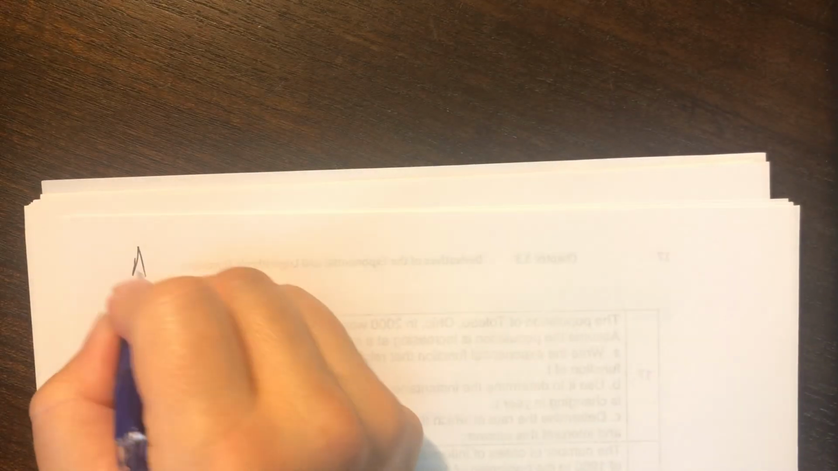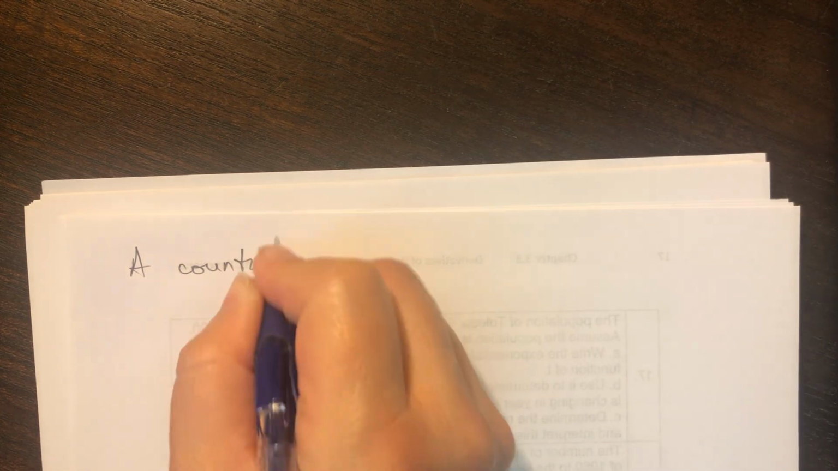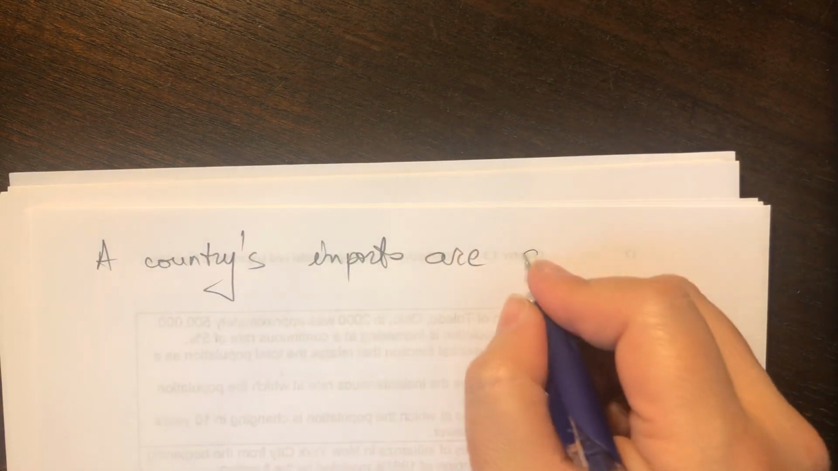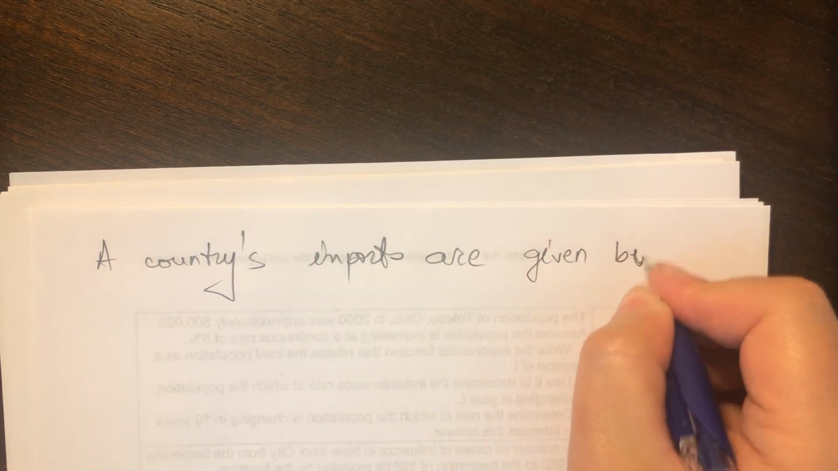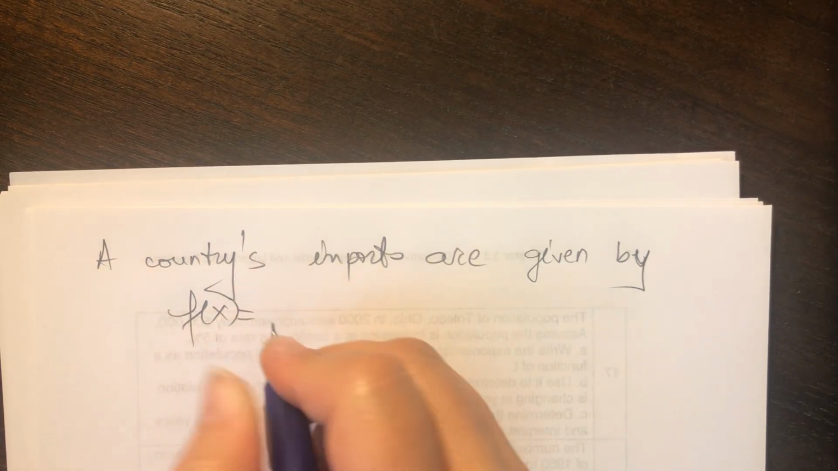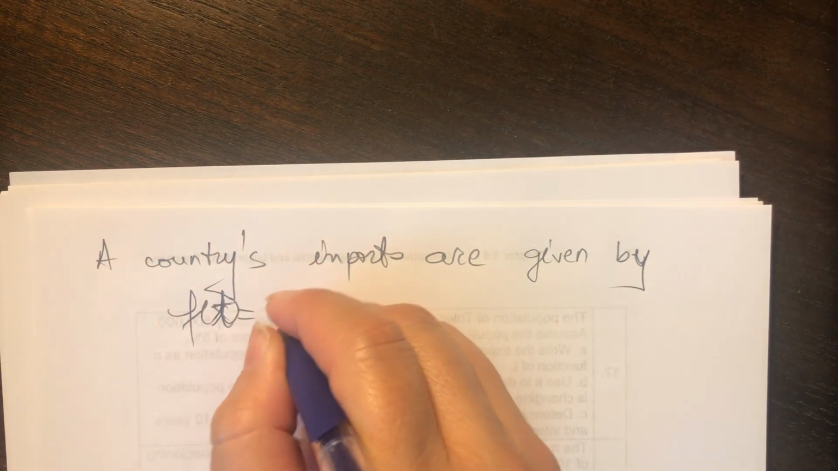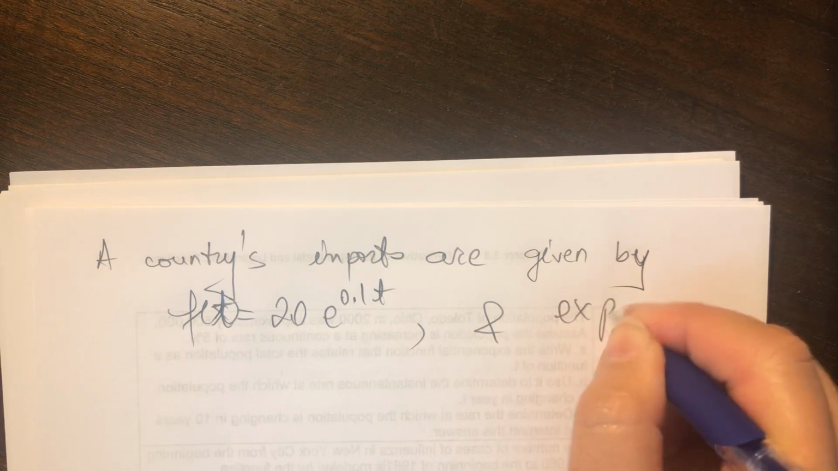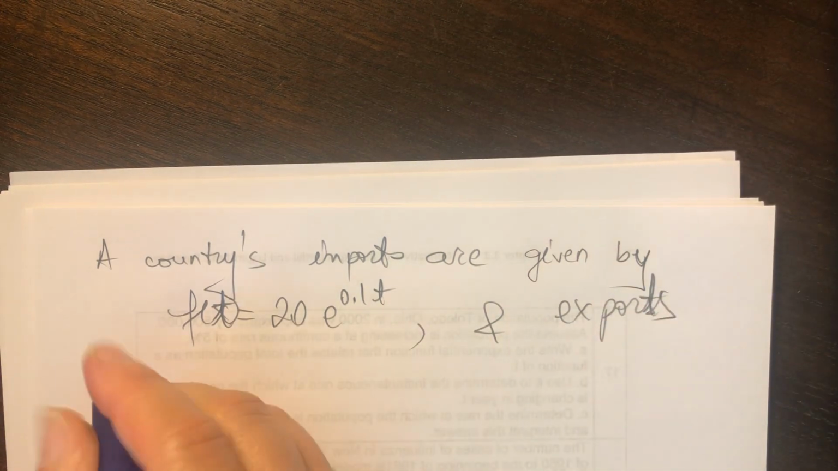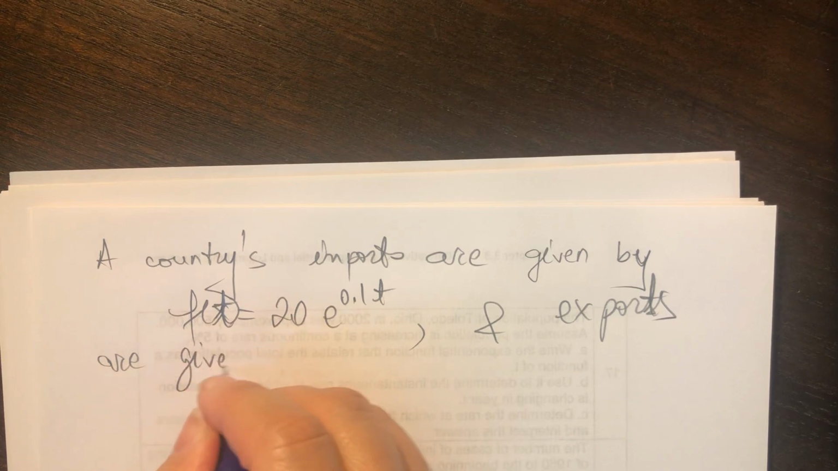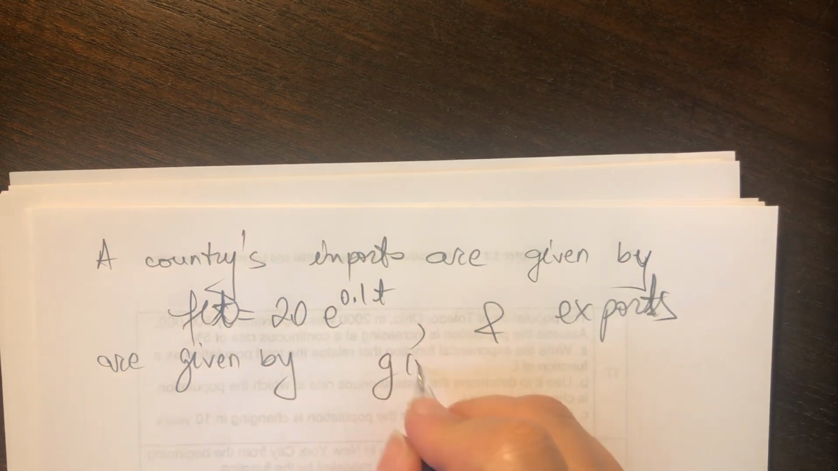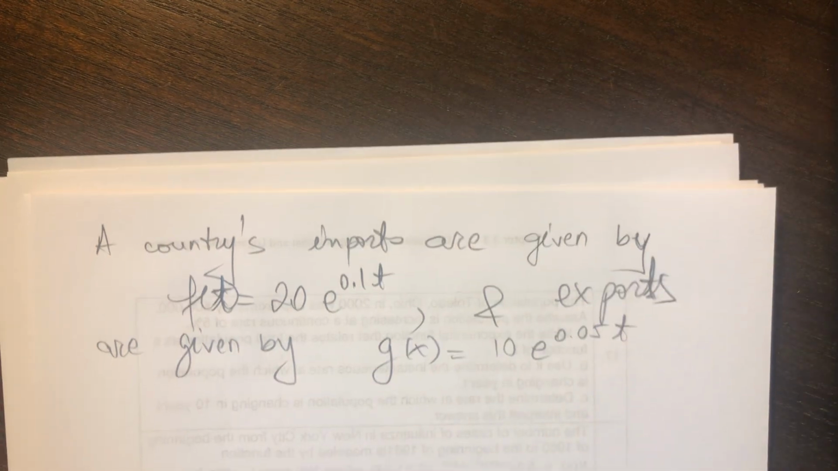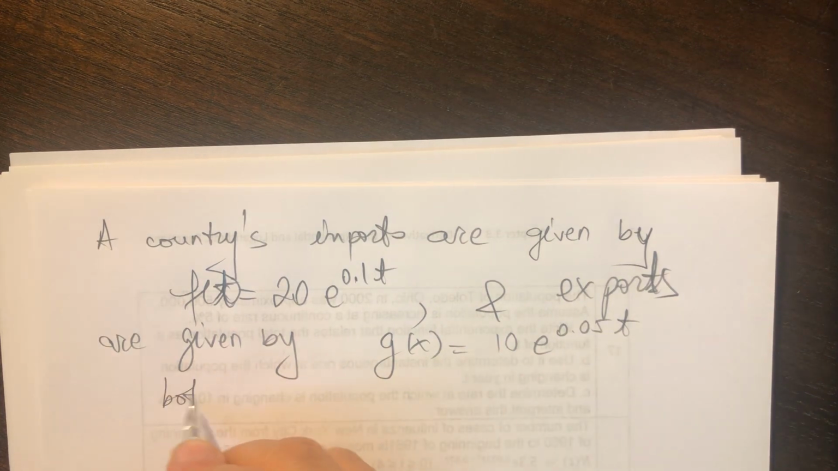I'm going to say a country's imports are given by this function: f of t is equal to 20 e to the 0.1 t. And the exports are given by g of t is equal to 10 e to the 0.05 t. Both in billions of dollars.